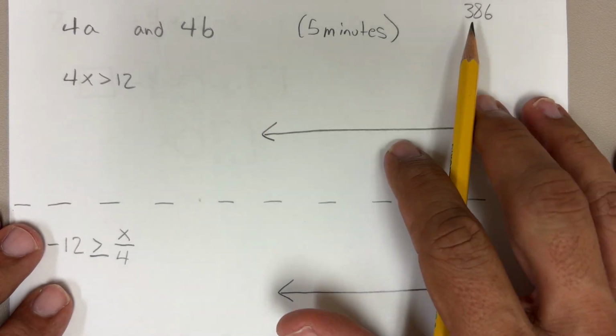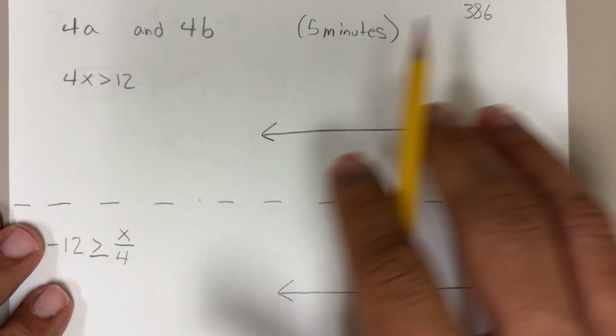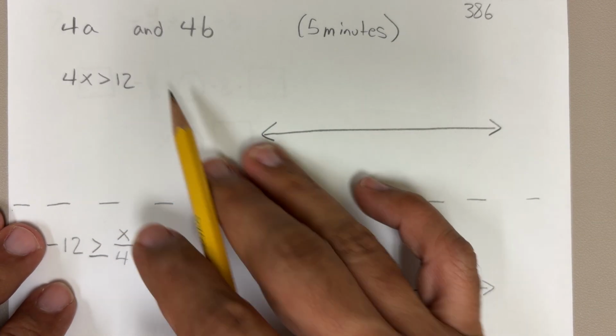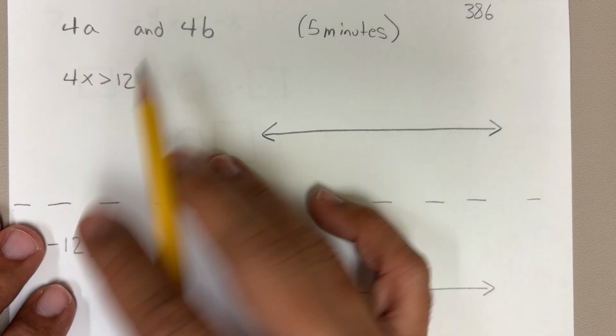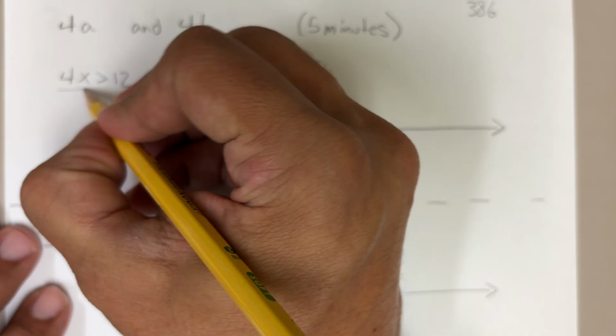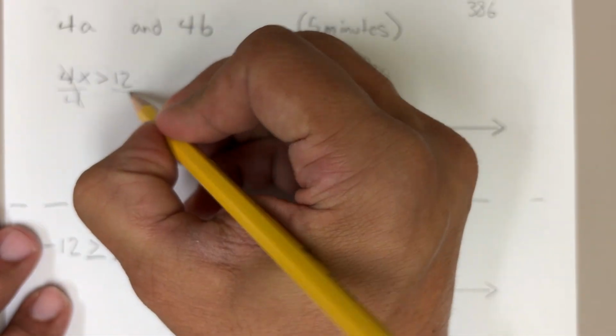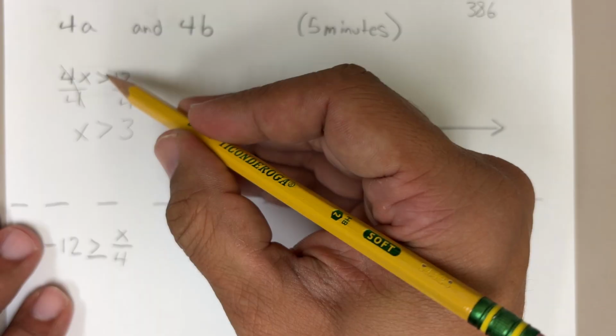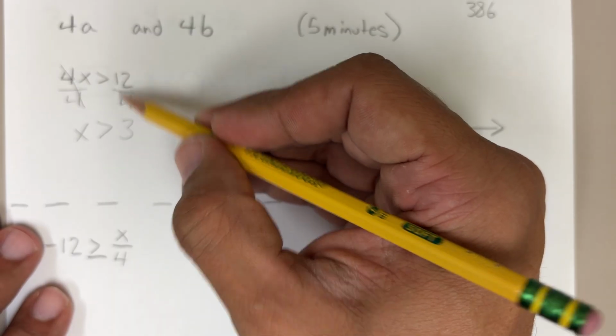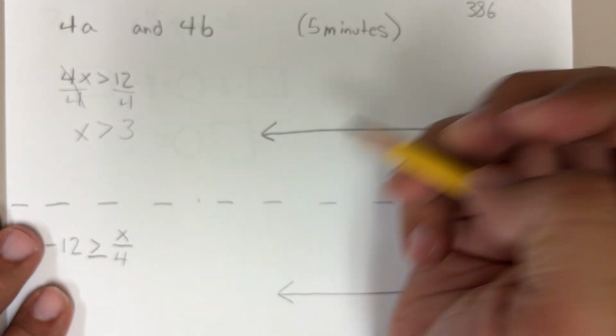So, on page 386, sorry, I didn't say that. Hopefully it was in the video and you realized it. 4x is greater than 12. So how am I going to get rid of the 4? I'm going to divide by 4. Divide by 4. X is greater than 3. I didn't have to change the sign because I didn't divide by a negative number.